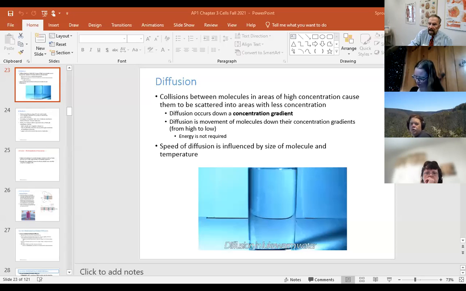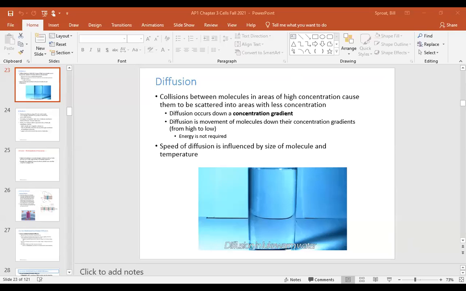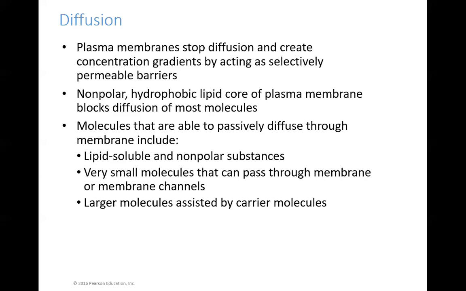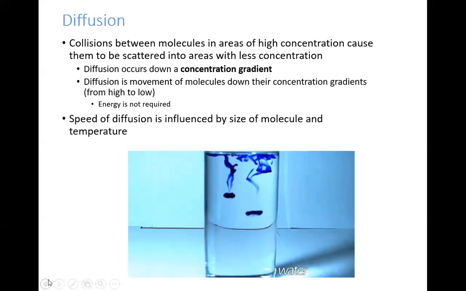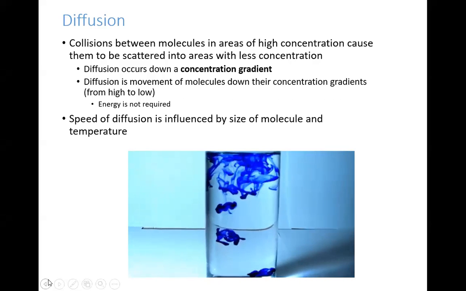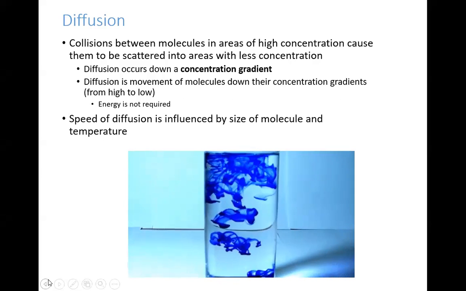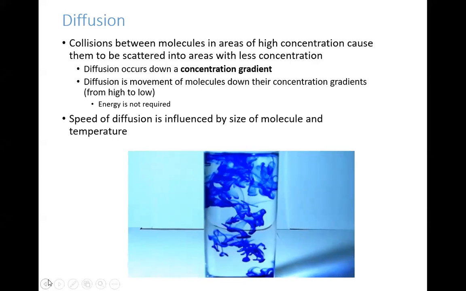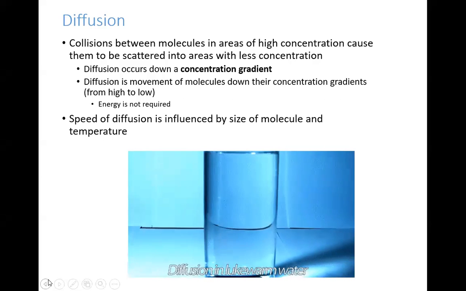Okay, then I'm going to go ahead and go into the exciting world of diffusion. I bet you can't wait. So, just to review, we know that the cell membranes are controlling what goes into and out of a cell, and it's very, very selective. The cell membranes don't want to let anything come in, they don't want to let anything go out.